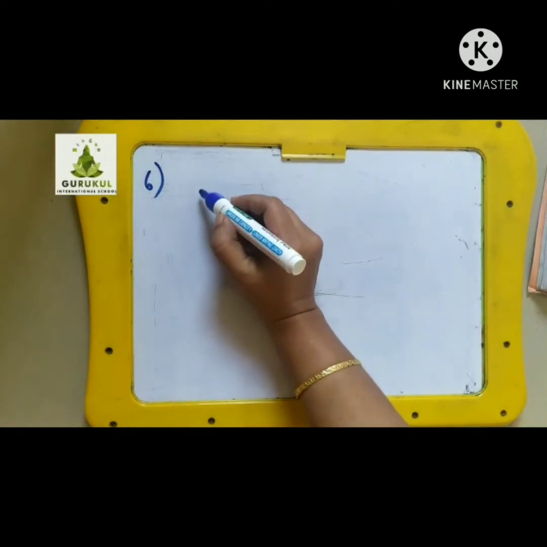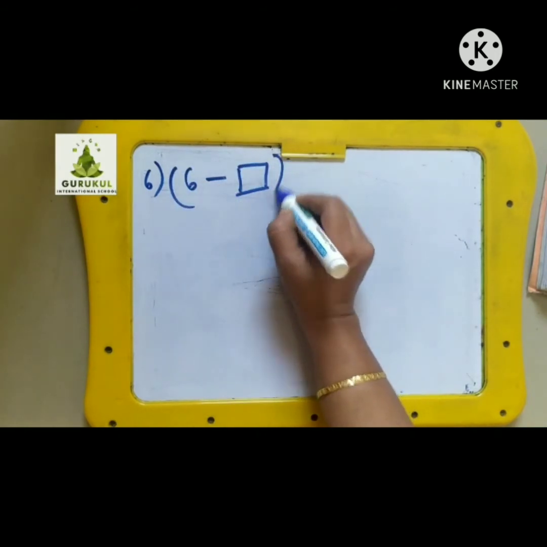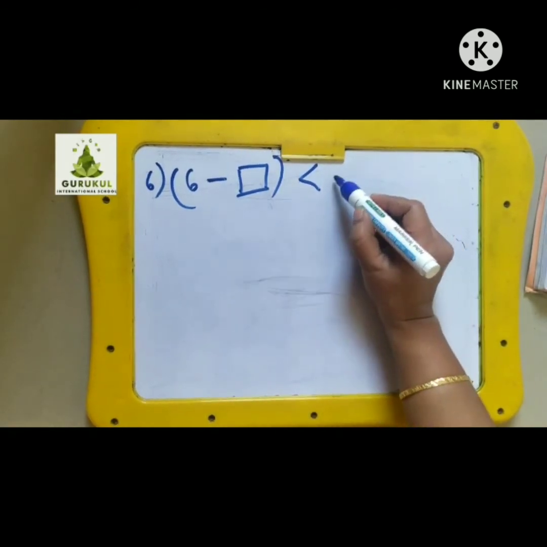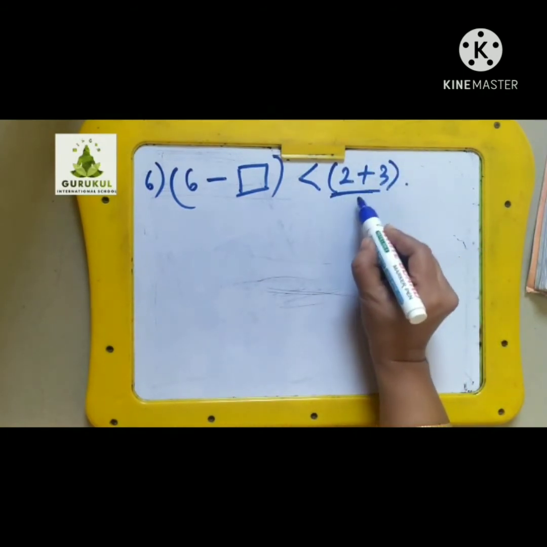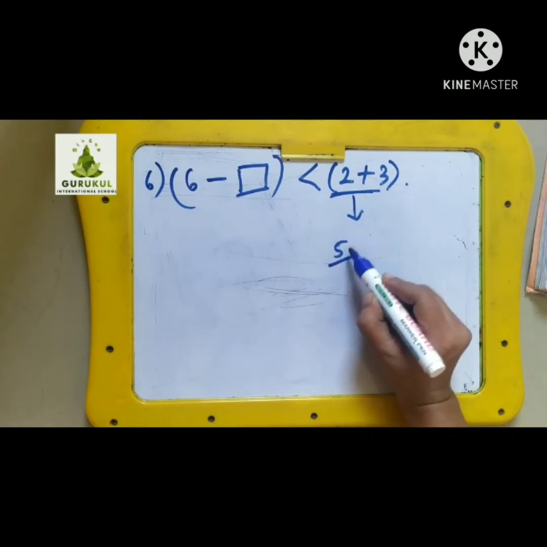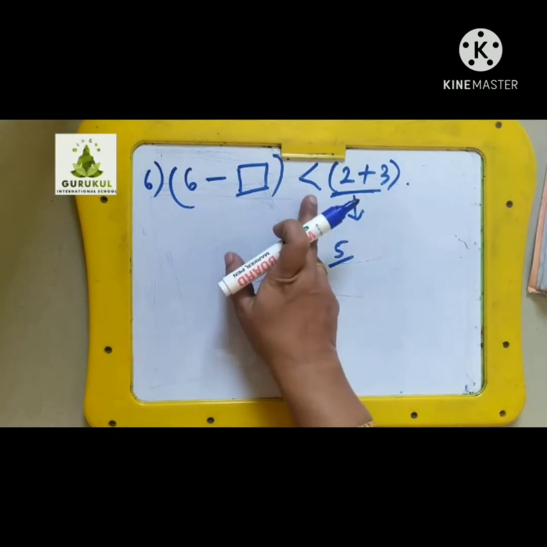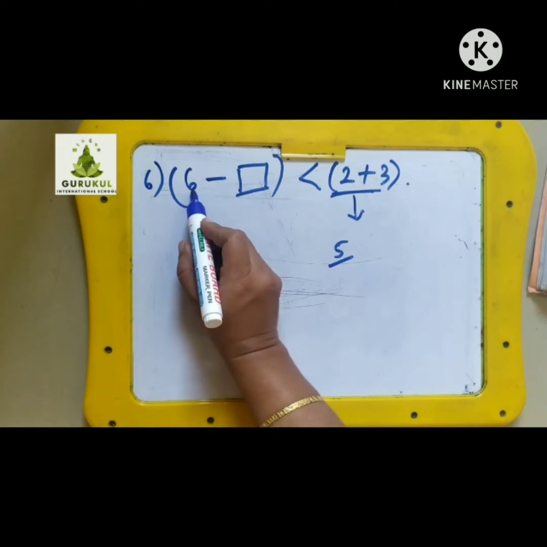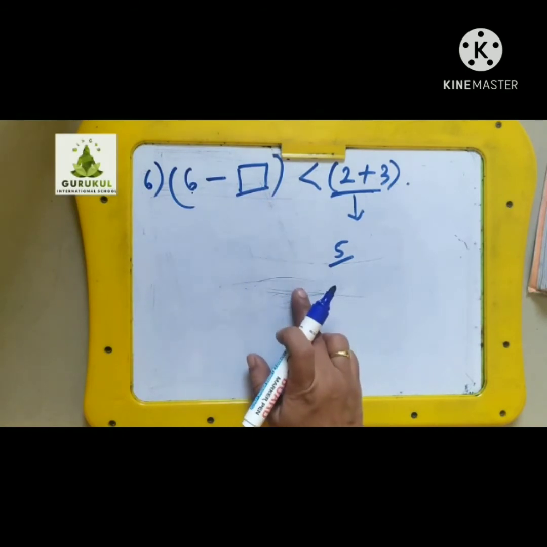See the sixth one, you have 6 minus some number with you. This is the left hand side expression. It is telling you that this answer should be less than your 2 plus 3. Okay. Now 2 plus 3 is giving you the answer 5. That means your right hand side answer came as 5. Now this 5 should be greater than your left hand side. Now on the left hand side, one number you have here is 6. Now 6 minus some number you have to do and the answer should come lesser.